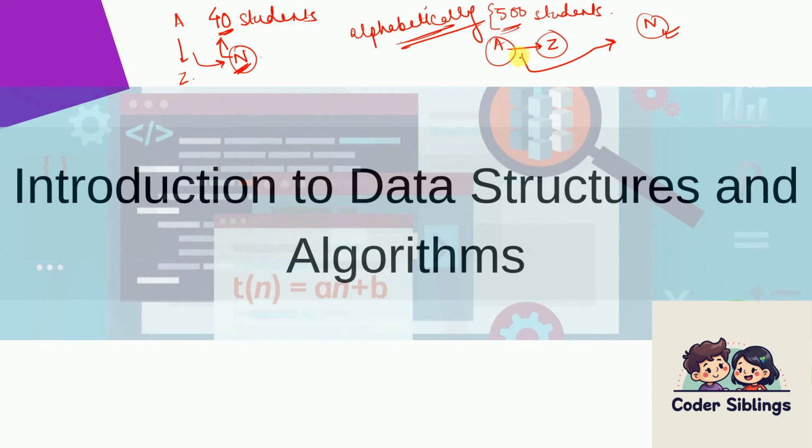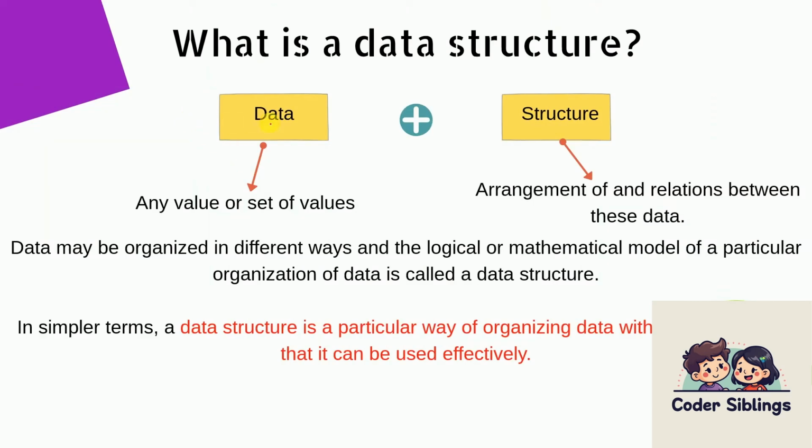This is why we store data in such a way that we can use it efficiently. Considering this example, let us go ahead and find out what exactly are data structures and algorithms. So the term data structures can be divided as data plus structure, where data can be any value or set of values. In the previous example, we had a set of values that were the names of all students. And structure, as per its literal meaning, is an arrangement of and relations between these data. In the previous case, alphabetically storing was a structure.